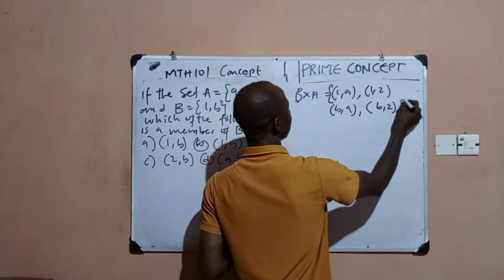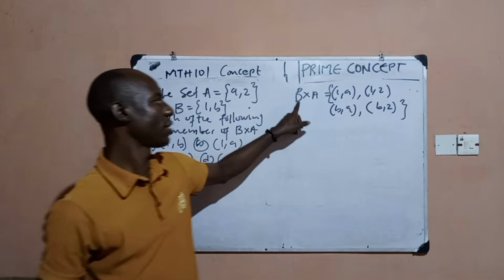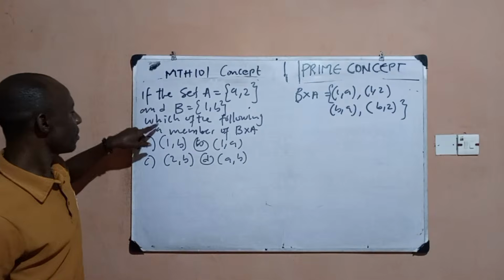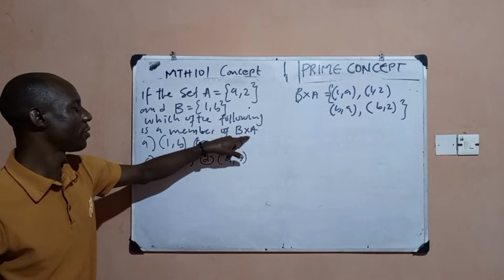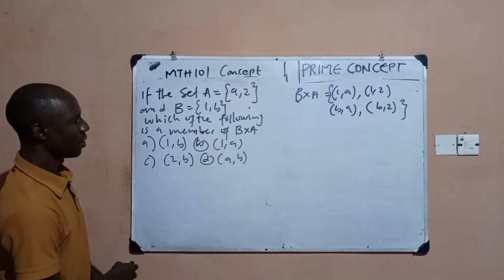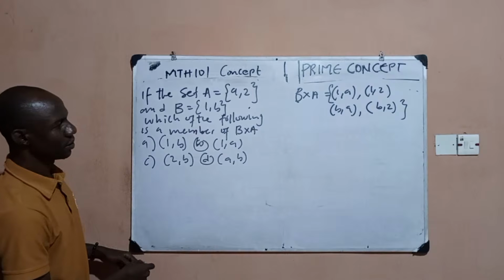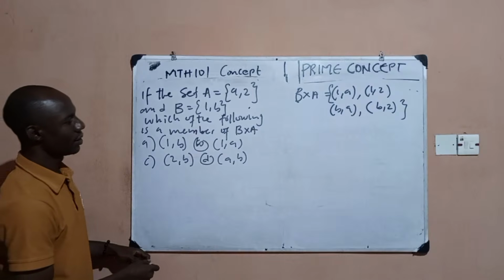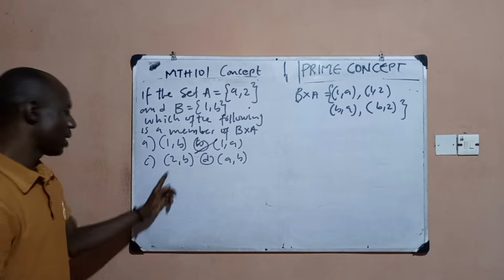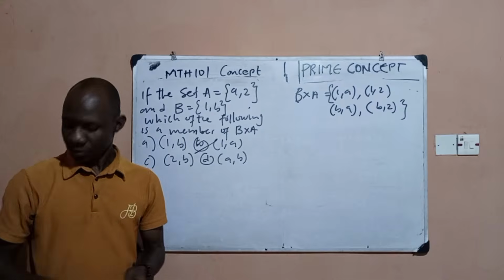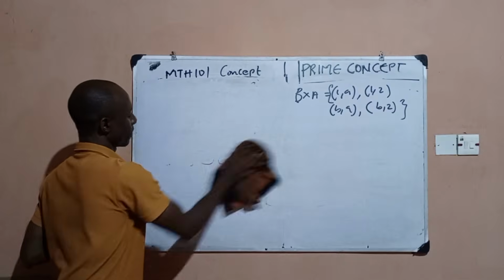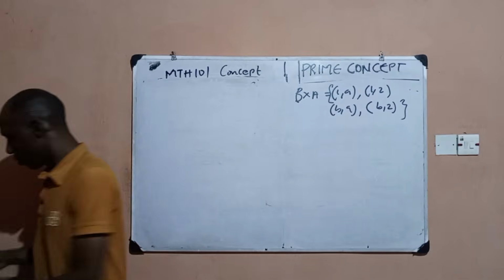This is the set of B cross A. The set of B cross A is made of all these things. So they're asking you now, which of the following is a member of the set of this? So check which of these things you can find in that place. What you will find is 1, B, no; 1, A, yes. So option B is correct. 1 comma A is there. Other ones are not there. Move on, yes. Next question.